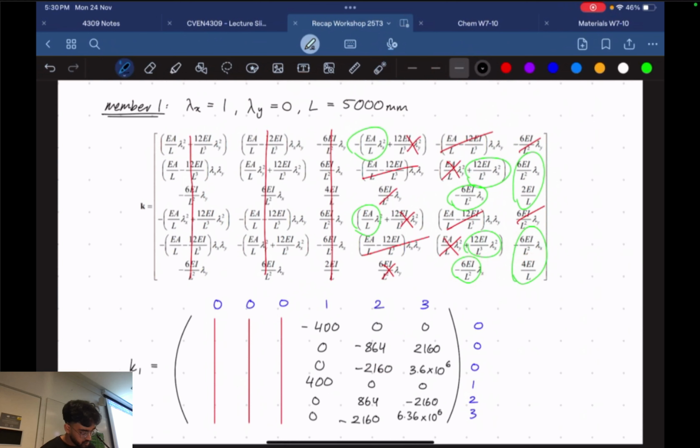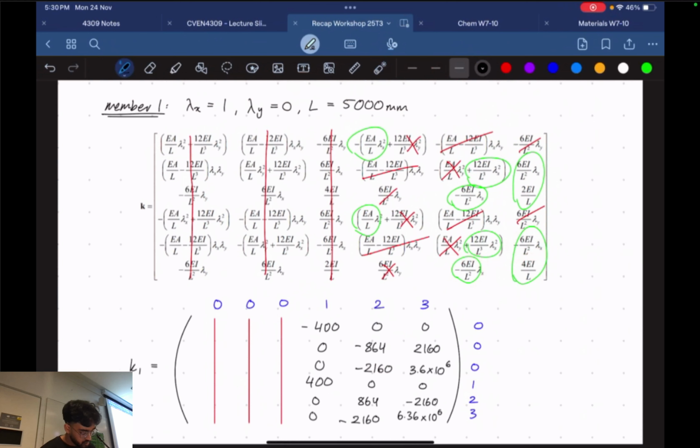And then finally 3, 3. This is an absurdly huge number for some reason. I don't know. 3, 3 plus 3, 3. So I just got to double that number. You get 12.73 times 10 to the 6. Okay. Now, next step is to find... So I've done my k global. So k global is done.